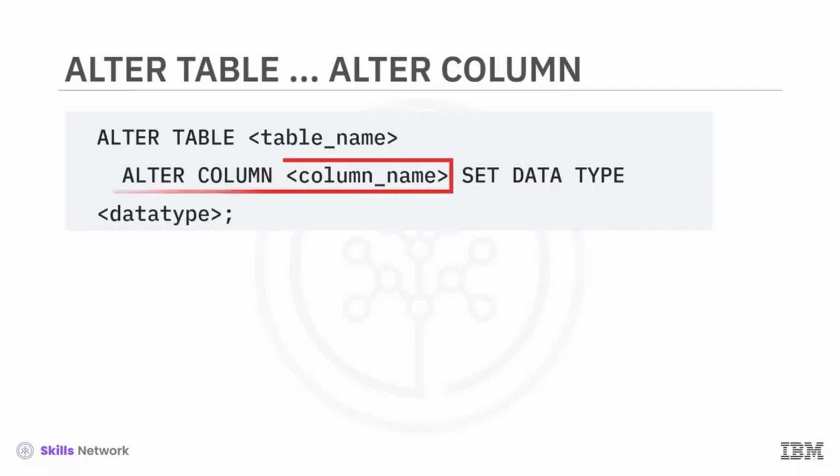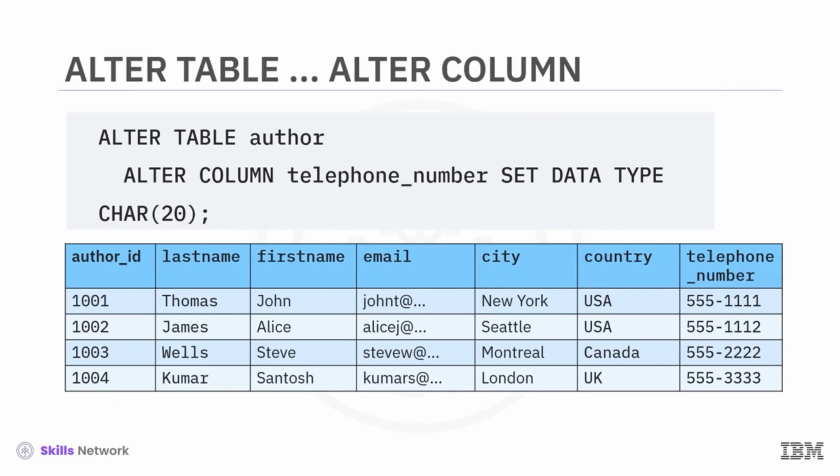You also use the ALTER TABLE statement to modify the data type of a column. To do this, use the ALTER COLUMN clause specifying the new data type for the column. For example, using a numeric data type for telephone number means that you cannot include parentheses, plus signs, or dashes as part of the number. You can change the column to use the CHAR data type to overcome this.